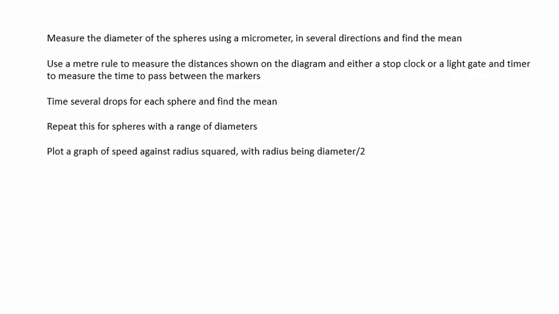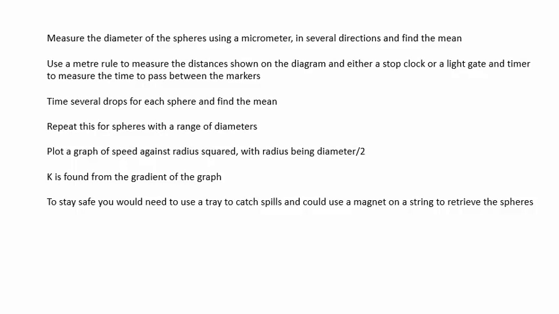We'd plot a graph of speed against the radius squared, not forgetting that the radius is the diameter over 2. K is found from the gradient of the graph. To stay safe, we'd need to use a tray to catch spills, and we could use a magnet on a string to retrieve the spheres.